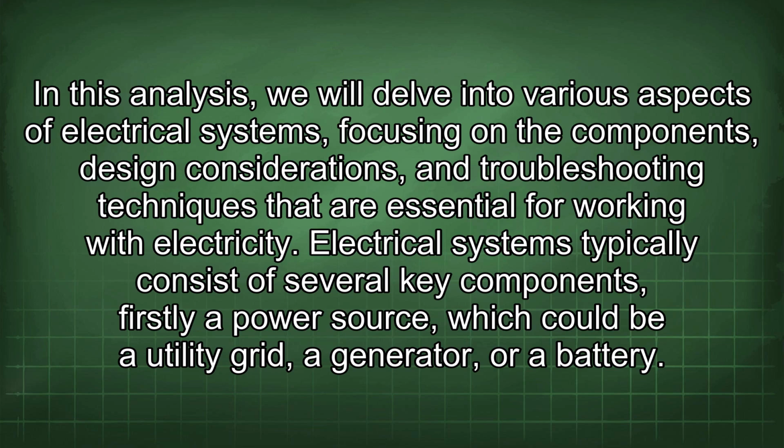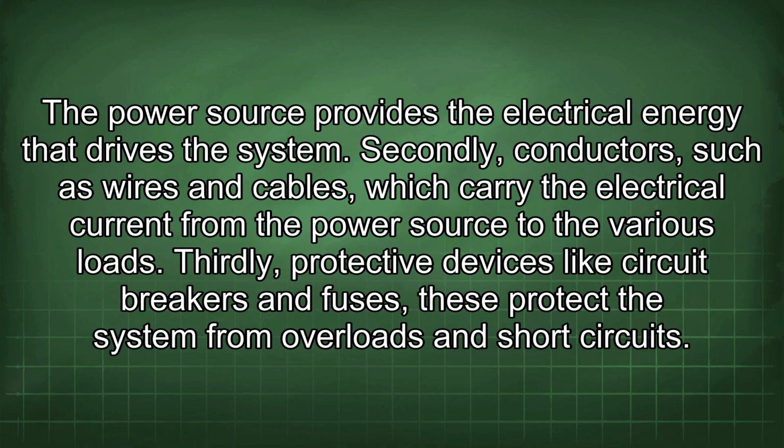Electrical systems typically consist of several key components. Firstly, a power source, which could be a utility grid, a generator, or a battery. The power source provides the electrical energy that drives the system. Secondly, conductors, such as wires and cables, which carry the electrical current from the power source to the various loads.